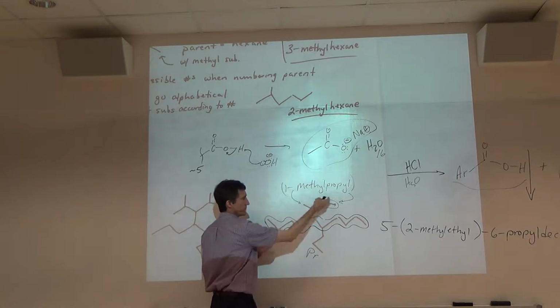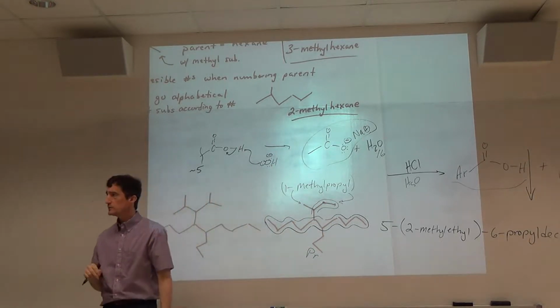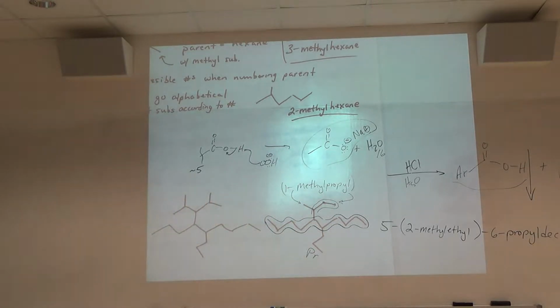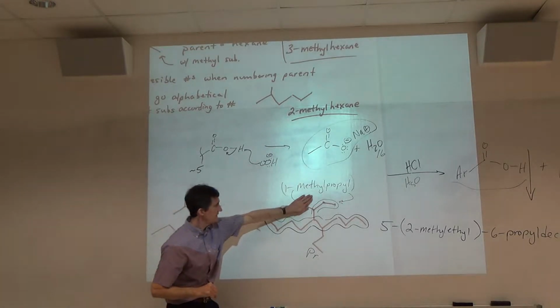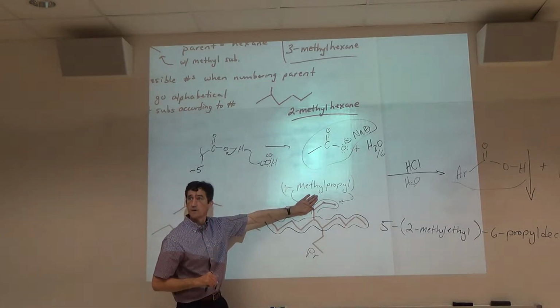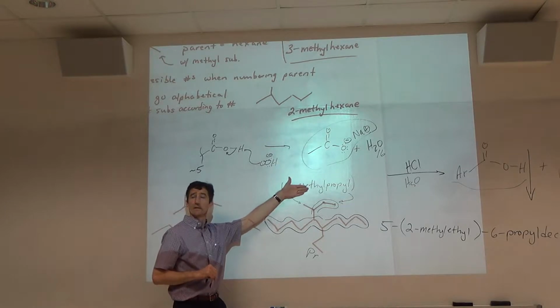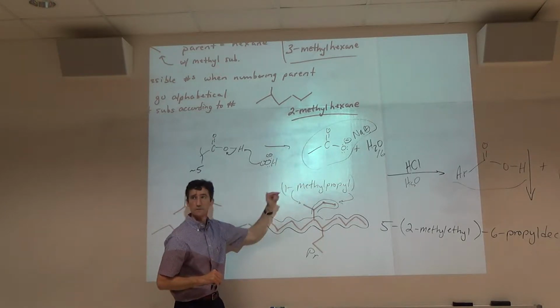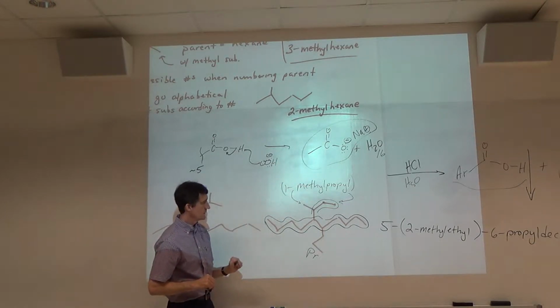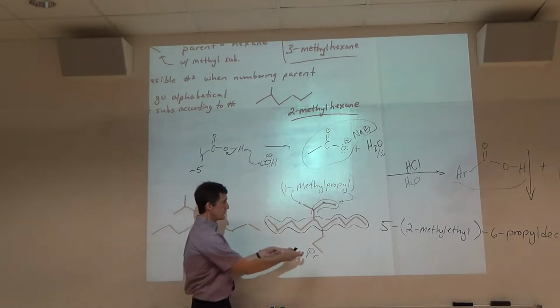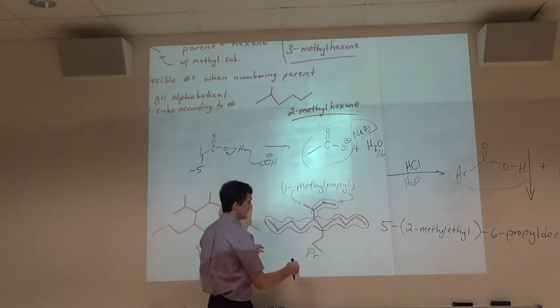That's a 1-methyl propyl. Everybody see it? It's a 1-methyl propyl. I mean, if that wasn't there, it'd just be a propyl coming off. But it's a propyl that has a methyl on it, and the methyl's at the 1 position. It looks to me like we have a propyl and a 1-methyl propyl.